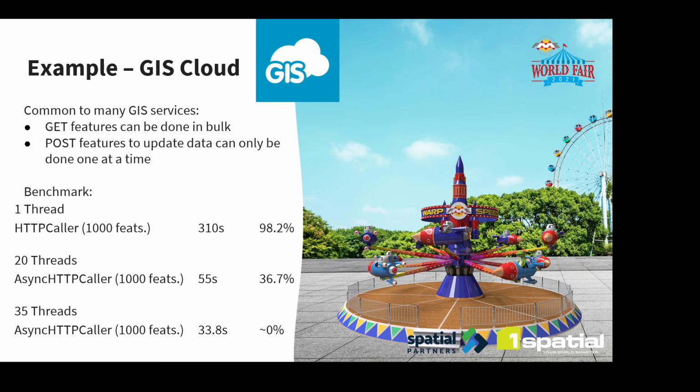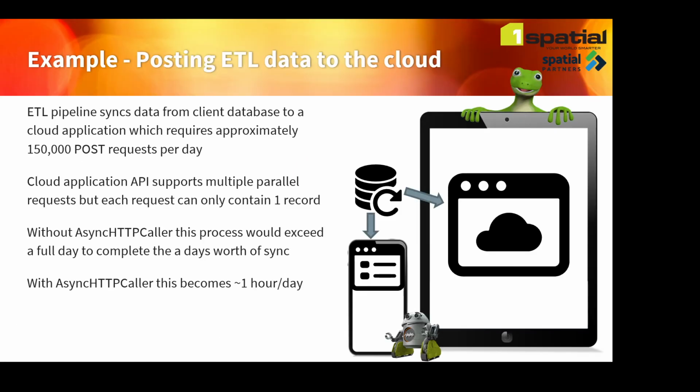And if we bump that all the way up to 35 threads, this means there are always 35 parallel requests occurring at the same time. This drops that time down to a mere 30 seconds, now 1/10 of the time, so a 10 times speed improvement.